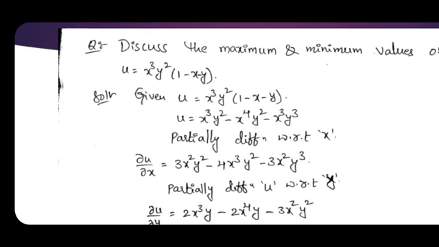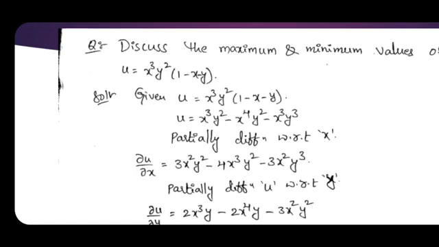For those points we have to calculate A, B, C, and also AC minus B squared. So first we calculate ∂u/∂x equal to 0 and ∂u/∂y equal to 0. Here we have some equations. We solve these equations and get the points x and y. After that we do partial differentiation again, to calculate ∂²u/∂x², ∂²u/∂x∂y, and ∂²u/∂y².